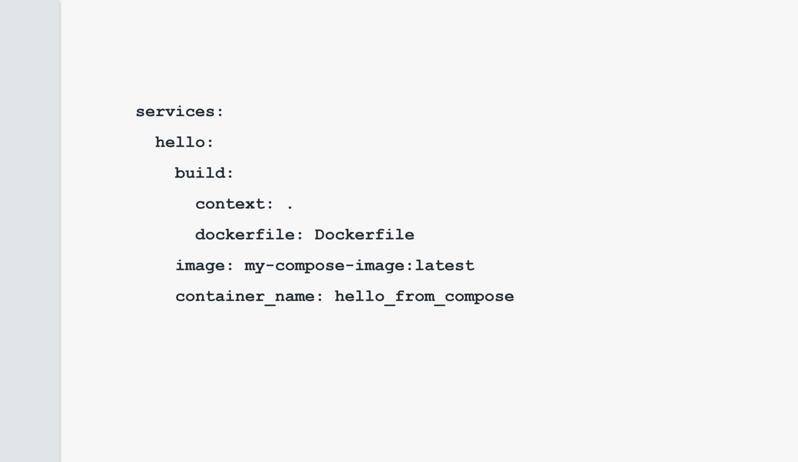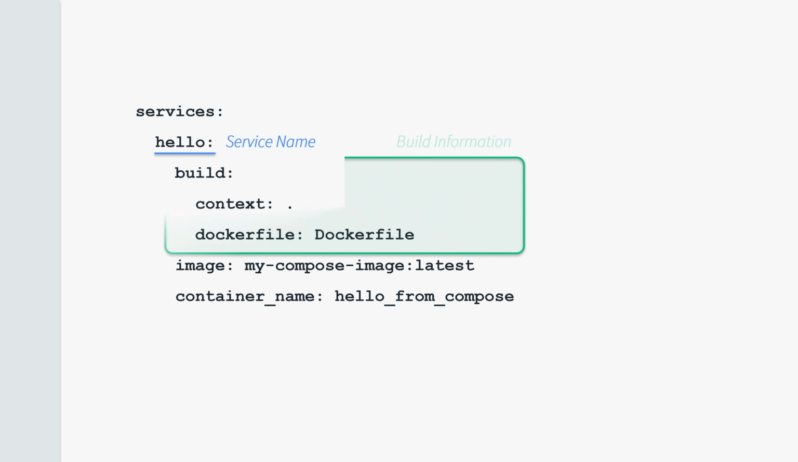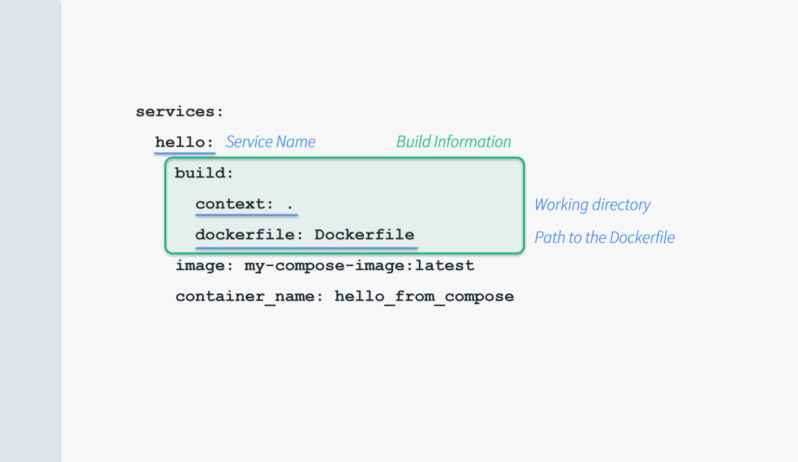To build an image inside Compose, we add a build section to the service. The actual build instructions still live in a separate Dockerfile. This just tells Compose where to find it. Dockerfile is the path to the Dockerfile. Context is the working directory. A single dot means the same directory as the Compose file. The image key sets the name and tag for the built image.